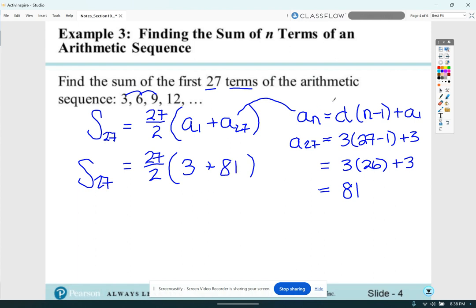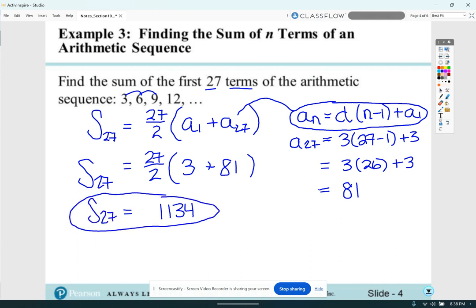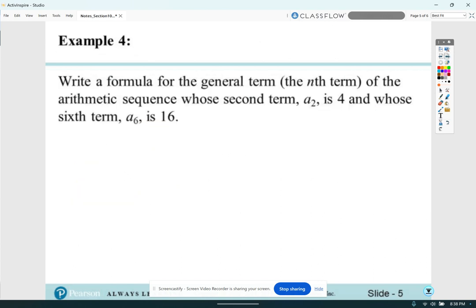Again, on the last video we developed that formula, and that's not the only formula that works, but that one's the most common. So then just finishing that out, getting that arithmetic done, we get 1,134 is the sum of the first 27 terms in that sequence.